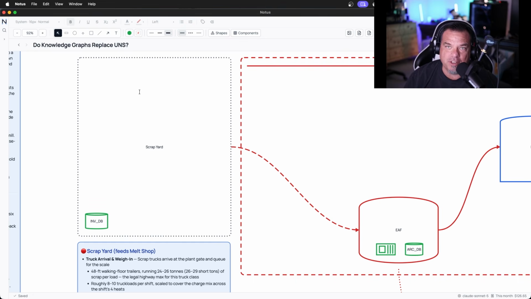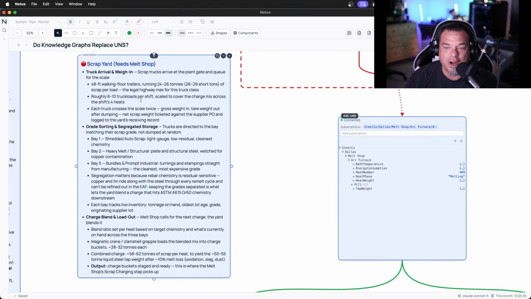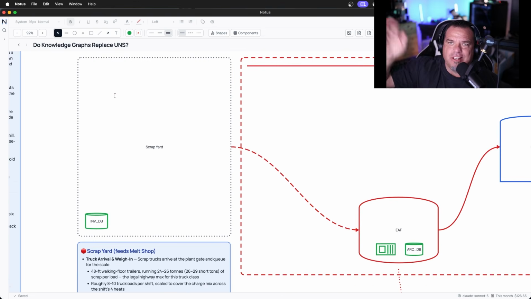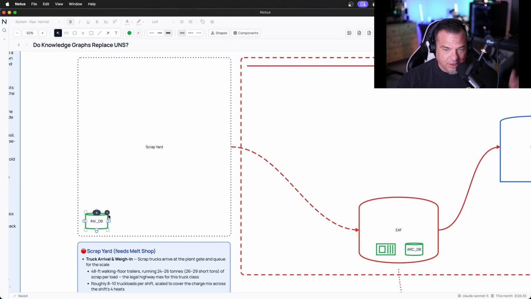We essentially have a scrap yard where trucks show up with scrap steel. They arrive at the plant gate and queue for the scale. We get 8 to 10 truckloads of steel per shift, and they get dumped in a yard. The only context we get when they deliver the steel is that we store in an inventory database that we got a load of this type of steel, and it's out in the yard.